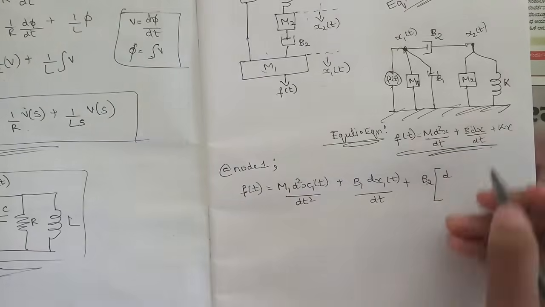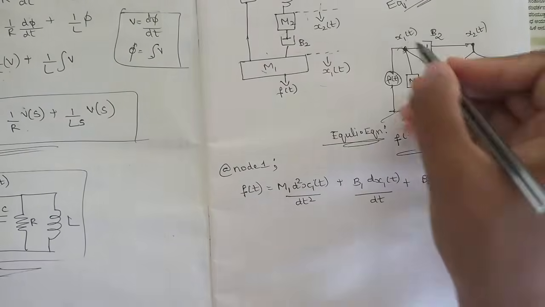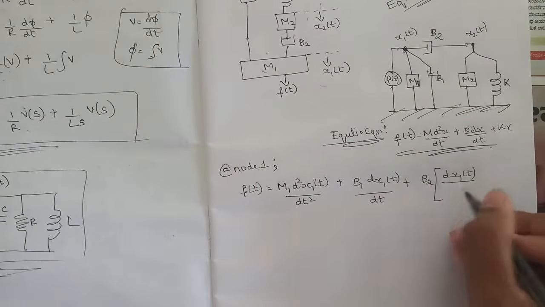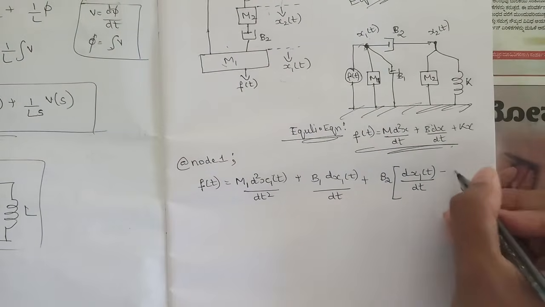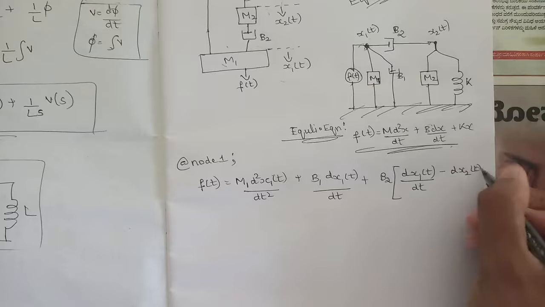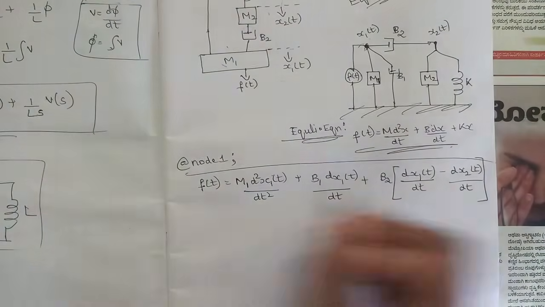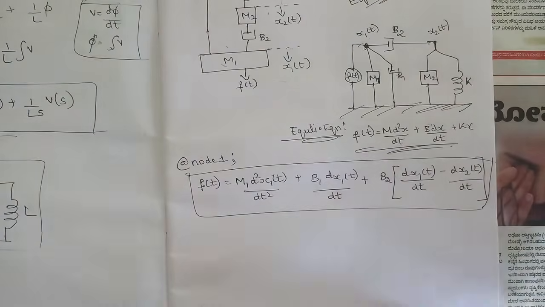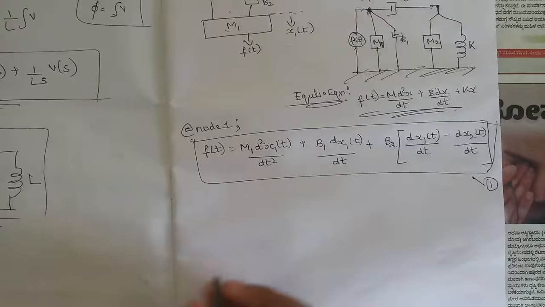In place of b we have d by dt, so d into x1 of t, the first node, that is the current present node, write it, by dt, minus the next node, that is d x2 of t by dt. So this is your first equilibrium equation of node 1. If you want, you can name it as equation 1 as well.